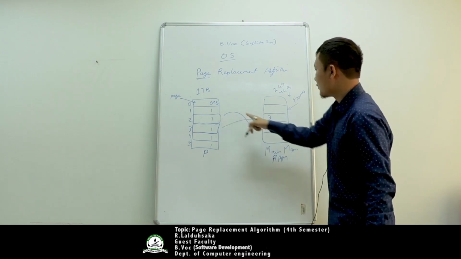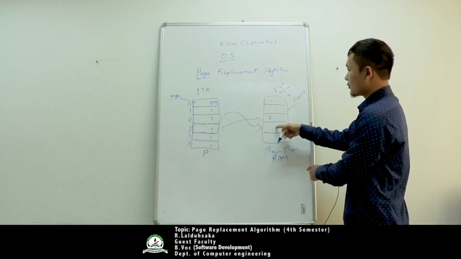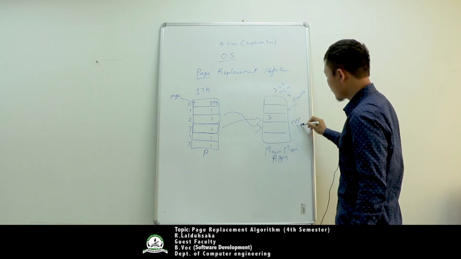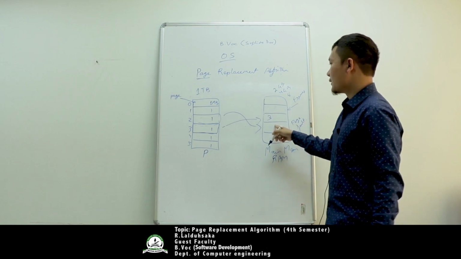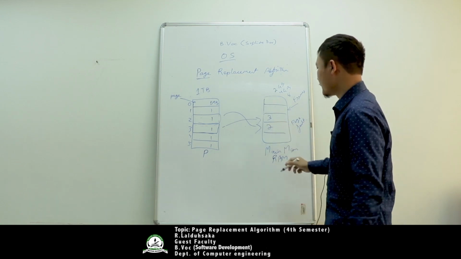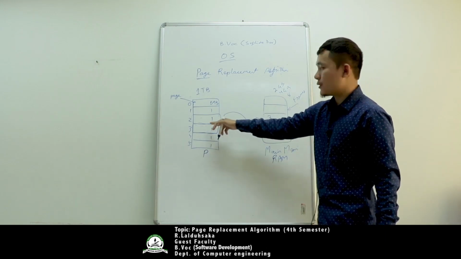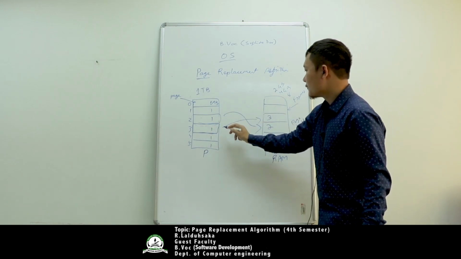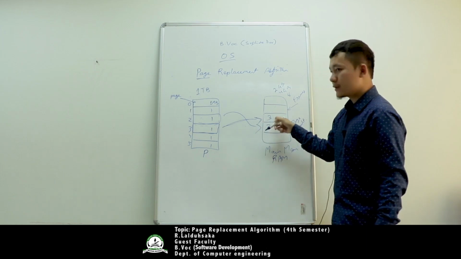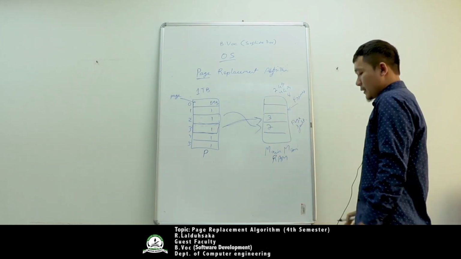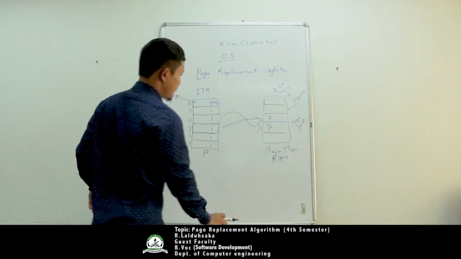For 2 to be loaded in the main memory, since there is no 2 there, there will be a page fault, and then 2 will be there. In the next request, suppose 3 needs to be loaded into the main memory. Since 3 is already there, there will be no page fault. So that is the case for page and page fault.